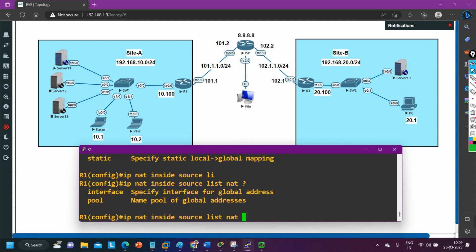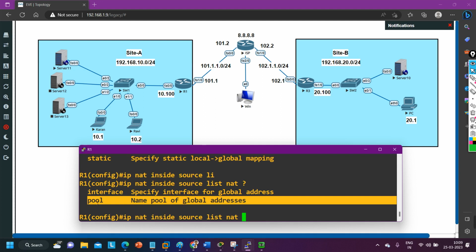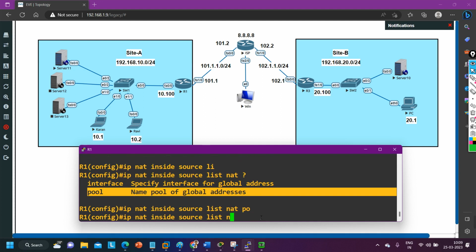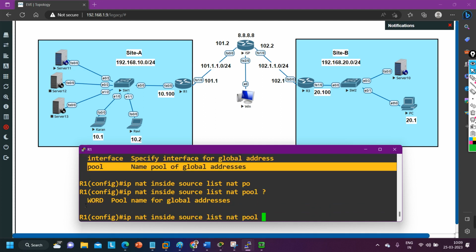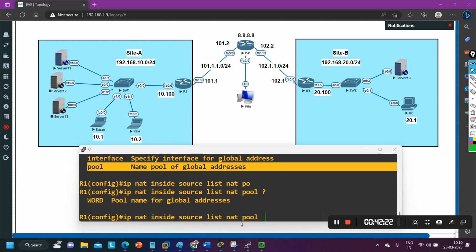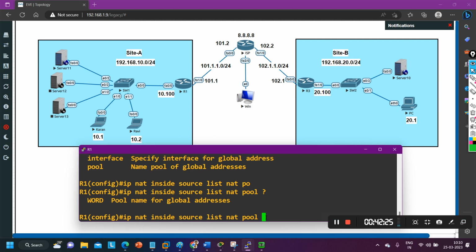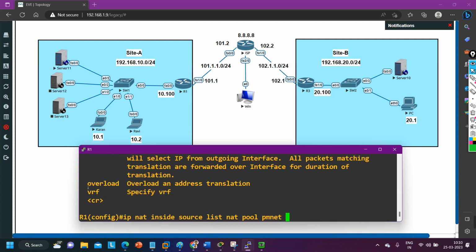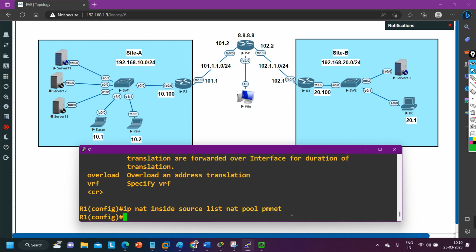Now you need to define the pool, the name of the pool. So suppose I am giving the name of the pool as PM NAT. This is the name of the pool, and I will create this pool as well. After that, if you put a question mark over here, you can see overload. This keyword is used in PAT. So let me hit enter over here. This is the command to enable dynamic NAT.